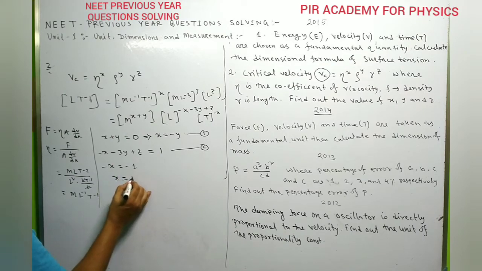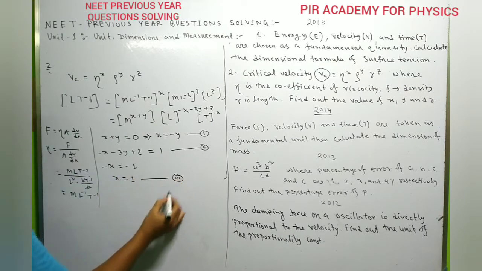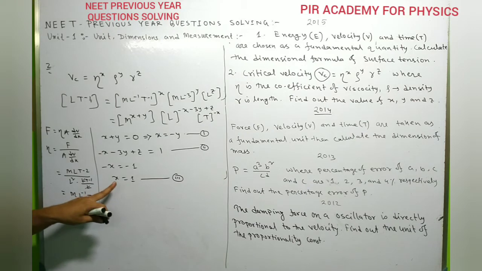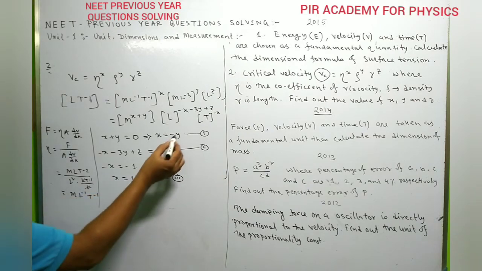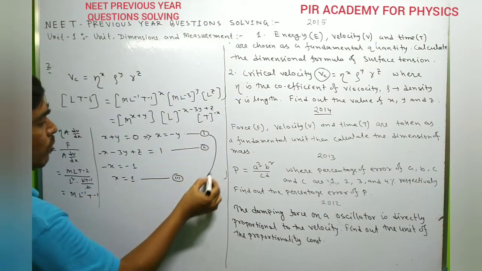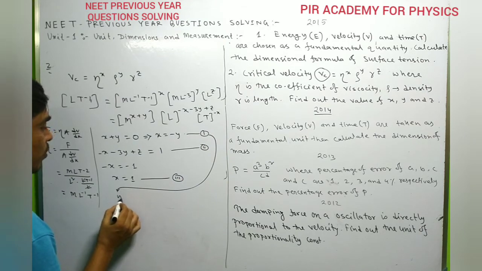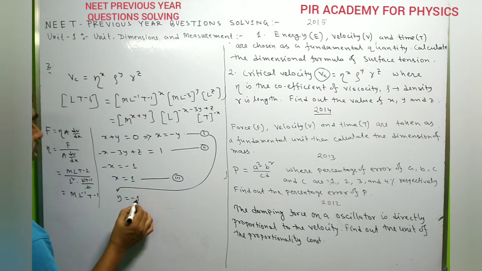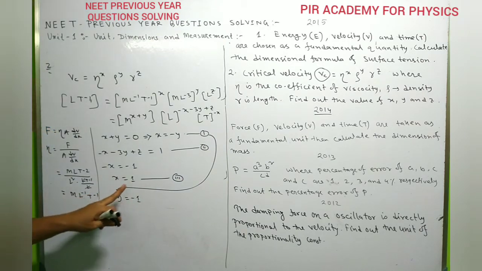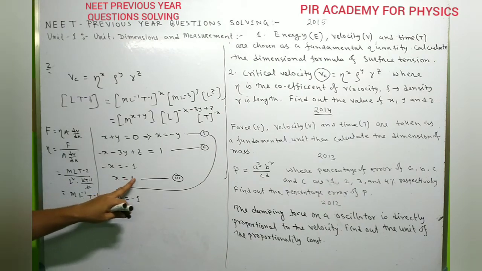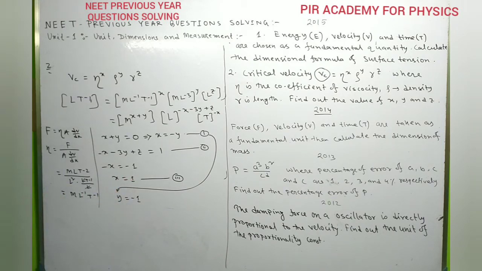So x equals 1. This is equation number 3. So if x equals 1, then from equation number 2 we can write that y equals minus 1. So x equals 1 and y equals minus 1.